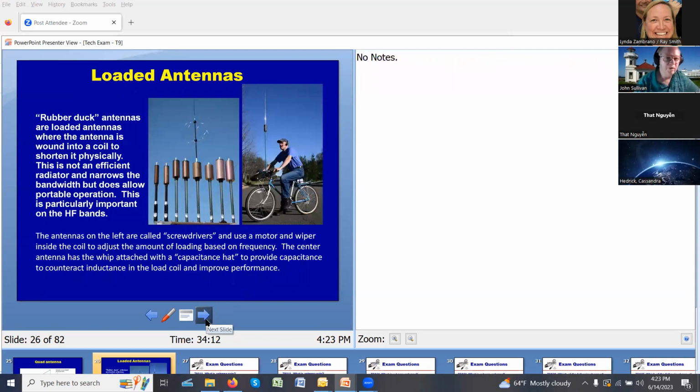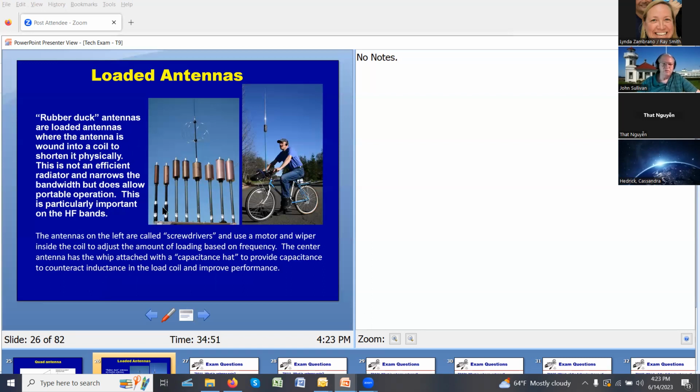Loaded antennas. Example of a loaded antenna is probably if you have an HT, the rubber duck antenna on your HT is normally a loaded antenna. What they do is they wind a coil of wire inside the casing of that antenna so that the total length is actually physically shorter, so it doesn't take up so much room, but the electrical length is longer. It's not an efficient radiator. It does narrow the bandwidth, and it's not great, but that's one of the reasons why your little short rubber ducks on a handheld radio aren't that good.